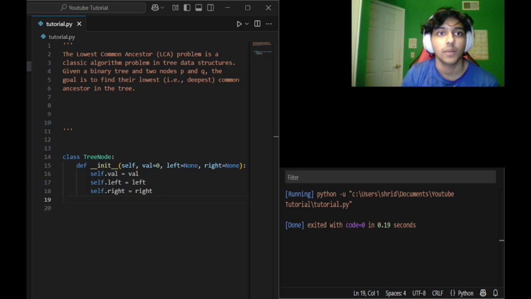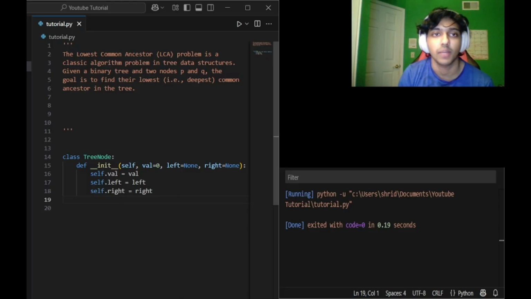Alright, hello everybody. Today we are going to be taking a look at another tree problem. This one's going to be called the lowest common ancestor. The lowest common ancestor problem is a classic algorithm problem in tree data structures. Given a binary tree and two nodes P and Q, the goal is to find their lowest or deepest common ancestor in the tree.